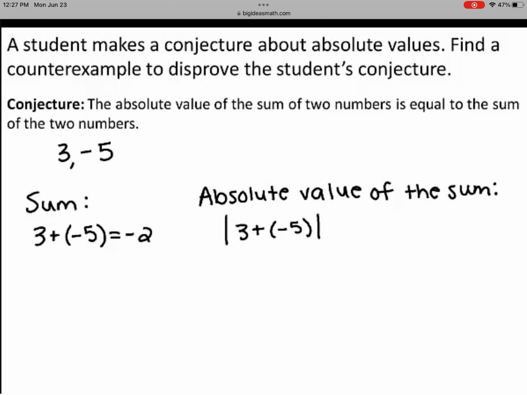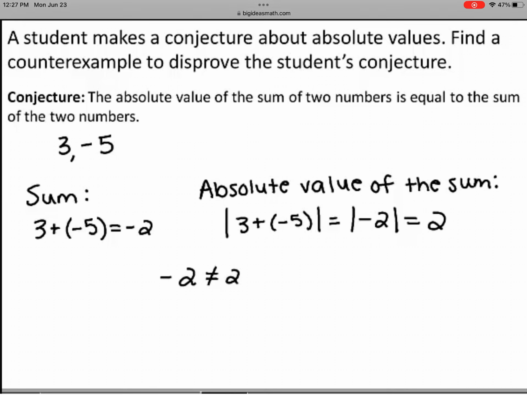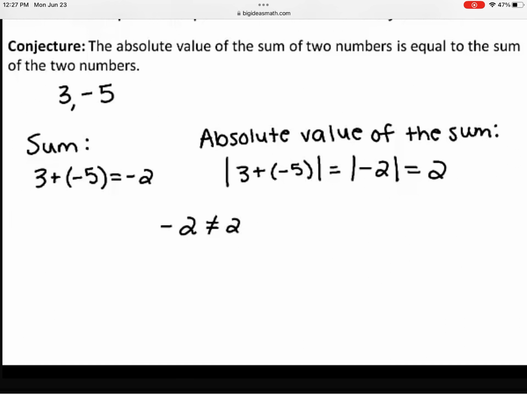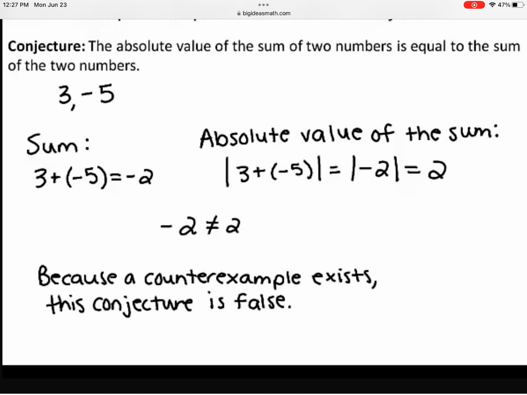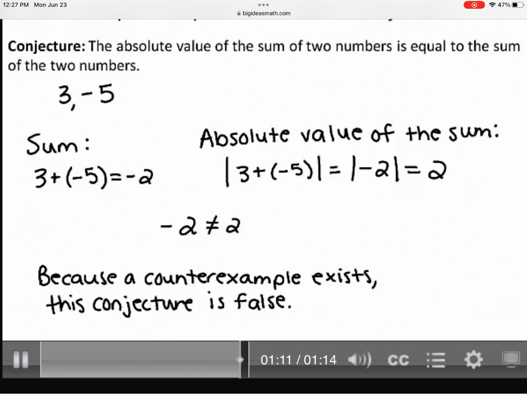When you simplify, 3 plus -5 gives you -2, and the absolute value of -2 is 2. -2 does not equal 2. So, in this case, the sum of two numbers is not equal to the absolute value of that sum. Therefore, this is a counterexample to this conjecture, and because a counterexample exists, this conjecture is false.